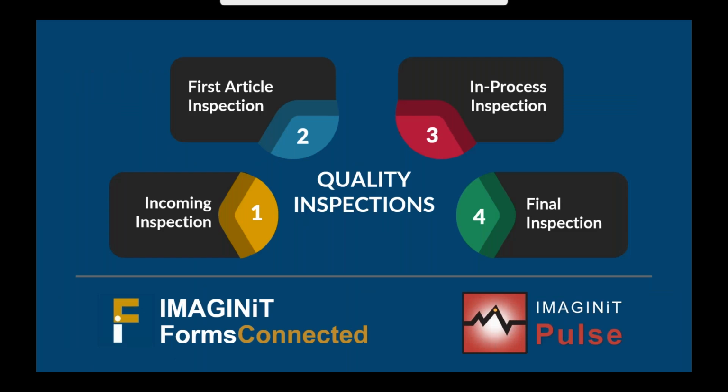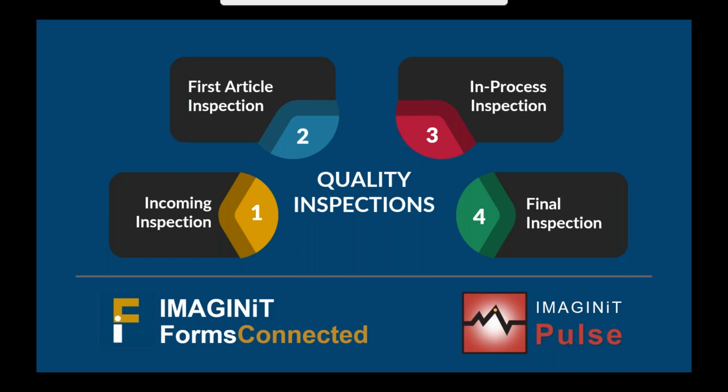Another common use case is quality inspections. You know that there's a handful of different quality inspections, whether it's incoming, first article inspections, in-process inspections, or final inspections. These all can be done in FormsConnected and Fusion Manage. So this is a very common disconnect that many manufacturers face. Quality inspections that happen on a shop floor or in the field often live in paper forms, disconnected apps or spreadsheets, and this results in delayed feedback loops, data entry errors, and very limited traceability within existing systems.